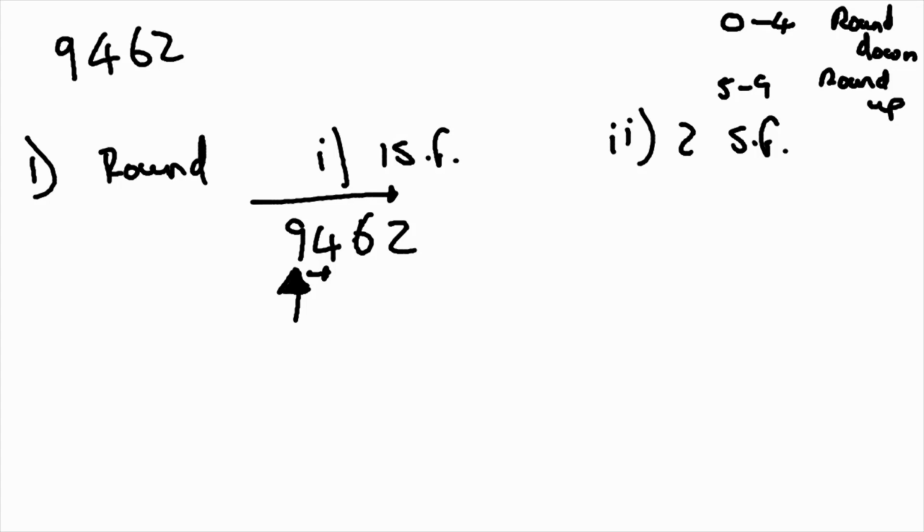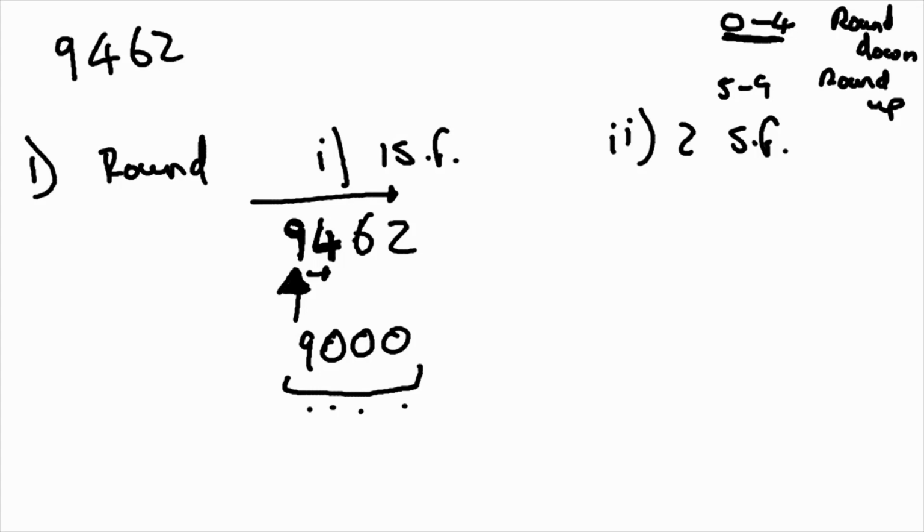So, the 9 would be rounded down because to the right of it is a 4, and that falls within this 0 to 4 bracket there. So we would round down to 9,000. Now, if we notice, our answer has only one significant figure, which is the 9. The rest are zeros.